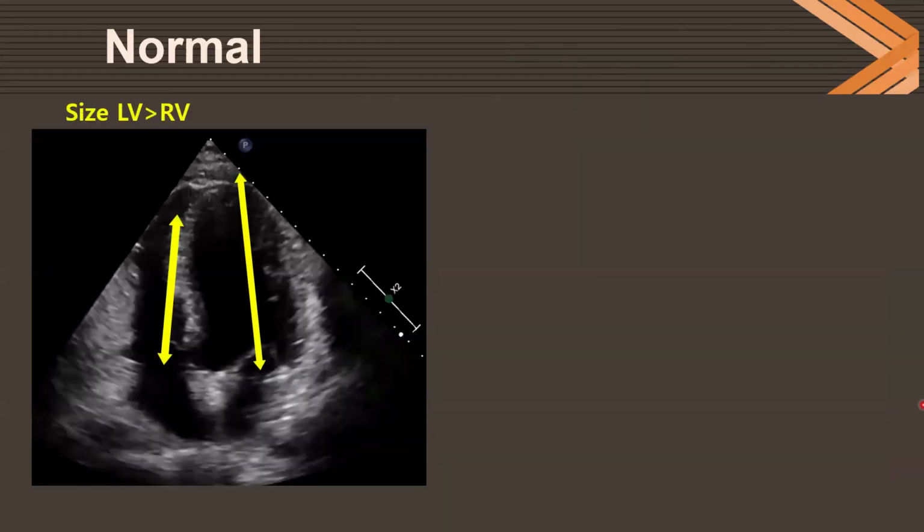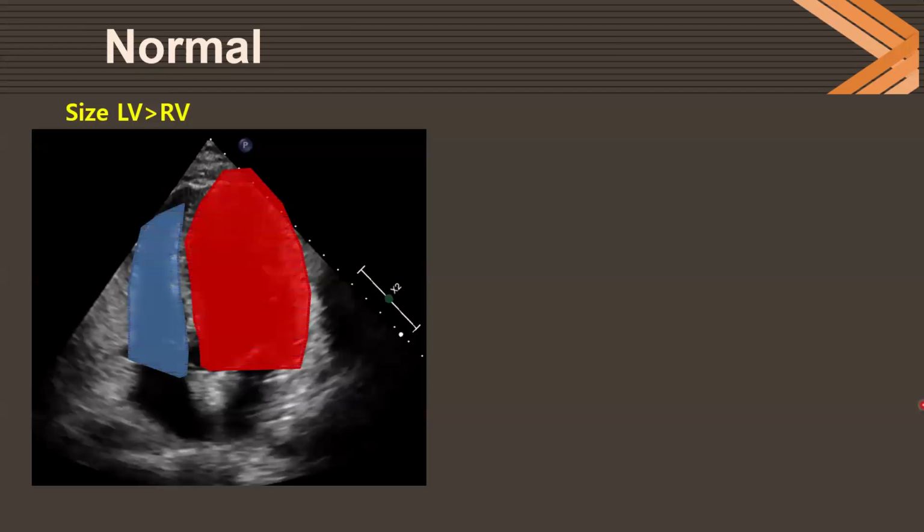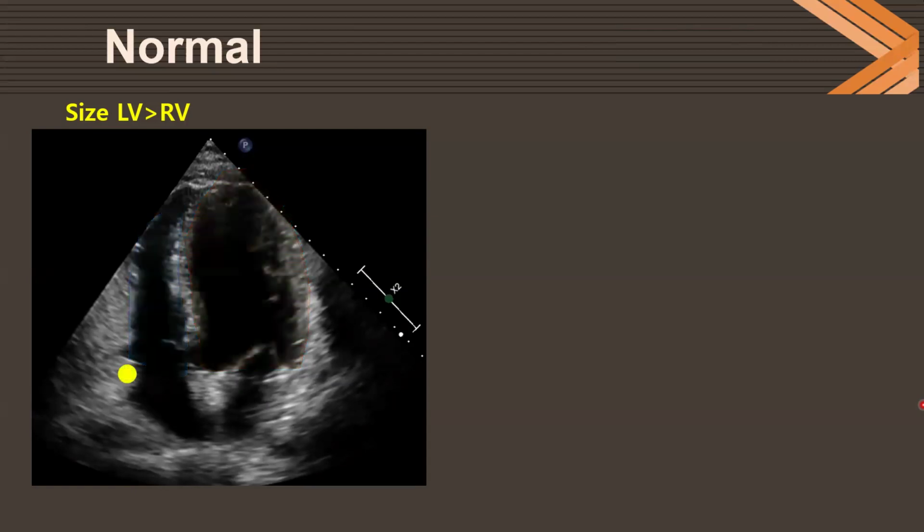Now I will discuss how to assess the right ventricle. Normally, the right ventricle does not form the apex. The apex is formed by the left ventricle. So the right ventricle is usually smaller in size than the left ventricle. Actually, it should not exceed 2/3 of the left ventricular size.